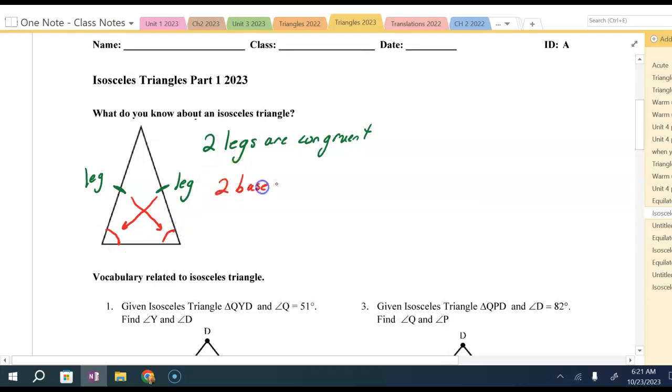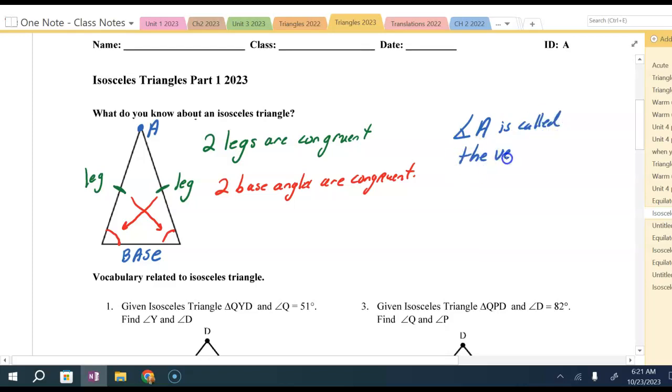So two base angles are congruent. We call this the base between the two base angles. And then at the top here, this angle, I'll call it A. Angle A is called the vertex angle.